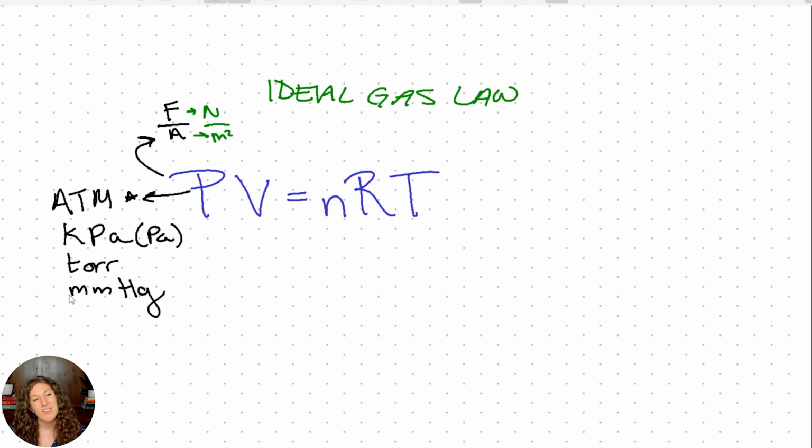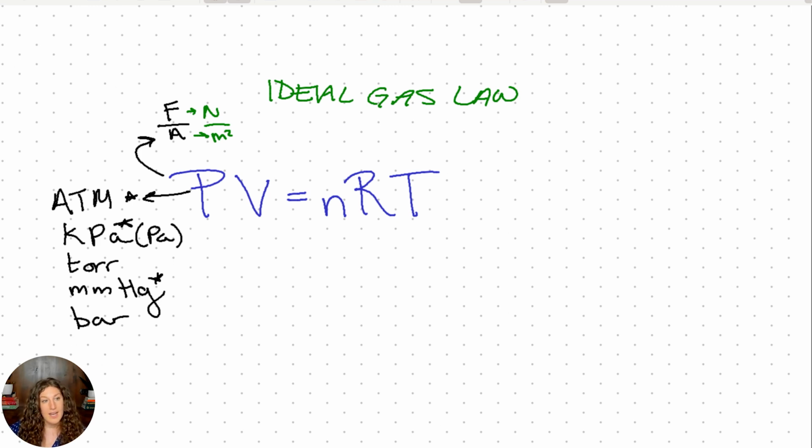So we have a whole bunch, and then very rarely on the MCAT, but if you're a scuba diver, you may know this is bar. Bar is also a measurement of pressure. So on the MCAT, we're really only ever going to see atmospheres and kilopascals for our PV equals nRT. Once in a while, you'll see millimeters of mercury as well, but we'll very rarely see torr or bar.